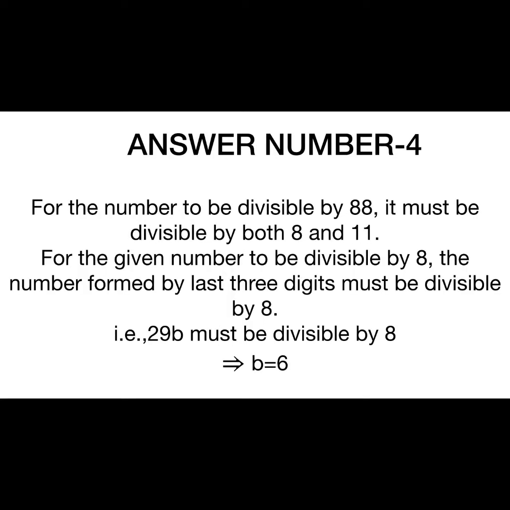So for this question, we will use some concept about divisibility. For the number to be divisible by 88, it must be divisible by both 8 and 11. For the given number to be divisible by 8, the number formed by the last 3 digits must be divisible by 8. That is, 29B must be divisible by 8. This implies B is equal to 6.